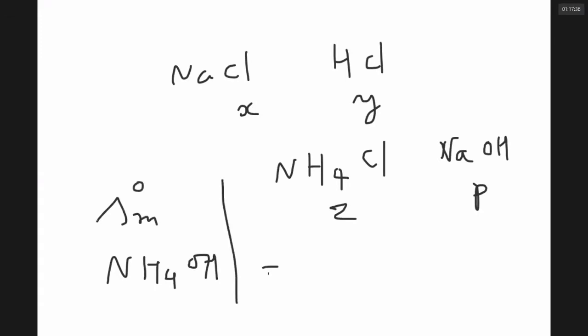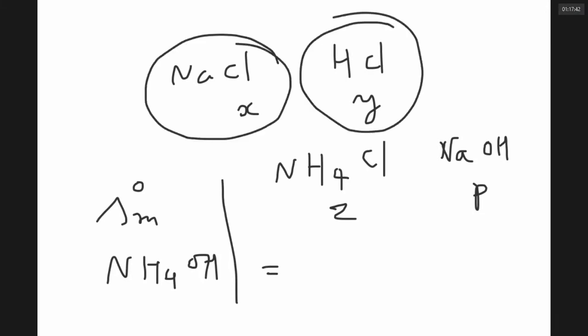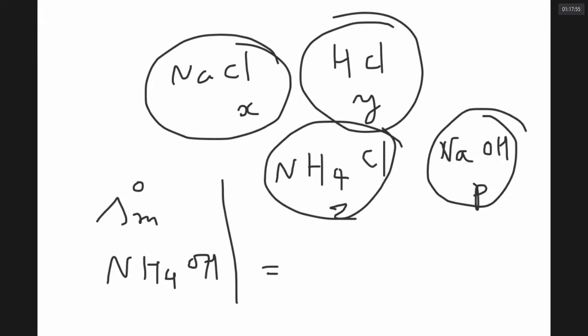Sir, the molar conductance at infinite dilution of NaCl is X. Molar conductance at infinite dilution of HCl is Y. Molar conductance at infinite dilution of ammonium chloride is Z. The molar conductance at infinite dilution of NaOH is P. What is the molar conductance at infinite dilution of ammonium hydroxide? How will you do it, sir?